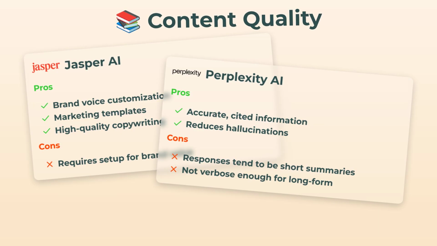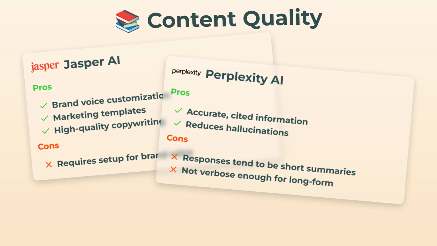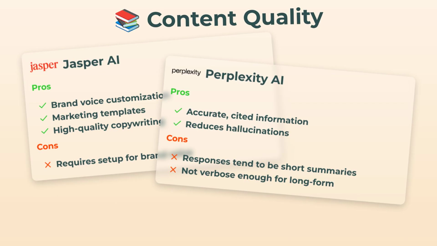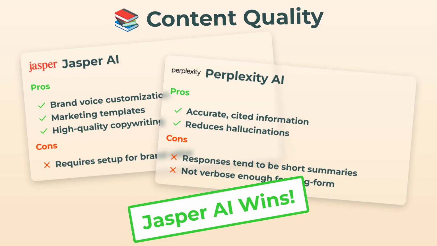Perplexity delivers clean, accurate info and sources everything out. No sketchy hallucinations here, but sometimes the output is short. Just summaries, not super detailed or juicy if you want a big blog post. So for top-notch, polished marketing copy, Jasper's the clear winner in this round.